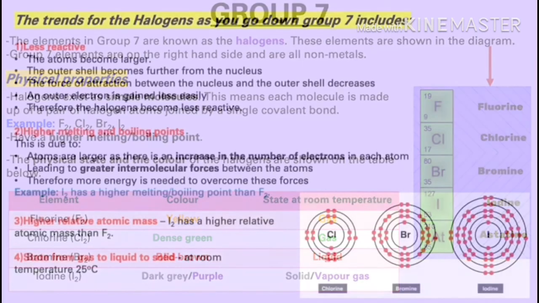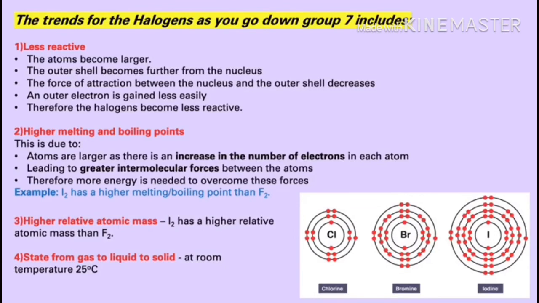The trends for the halogens as you go down Group 7 include: number 1, they become less reactive as you go down. This is because the atoms become larger, the outer shell becomes further away from the nucleus, and the force of attraction between the nucleus and the outer shell decreases, which makes an outer electron less easy to be gained. Therefore, halogens become less reactive.